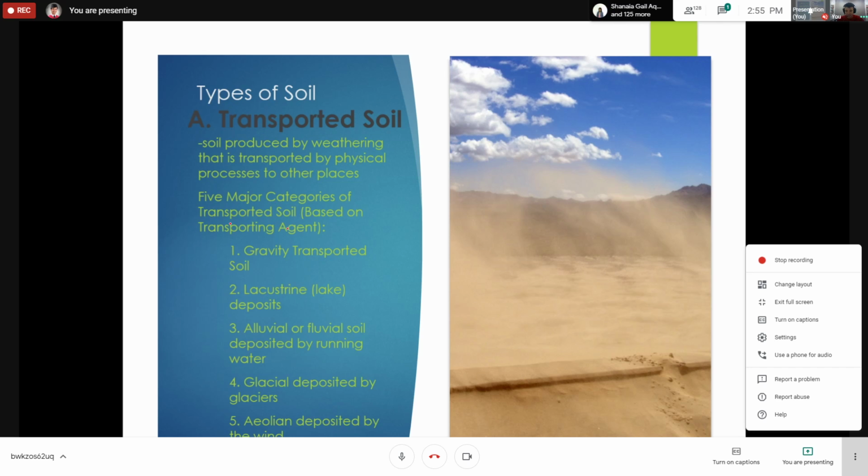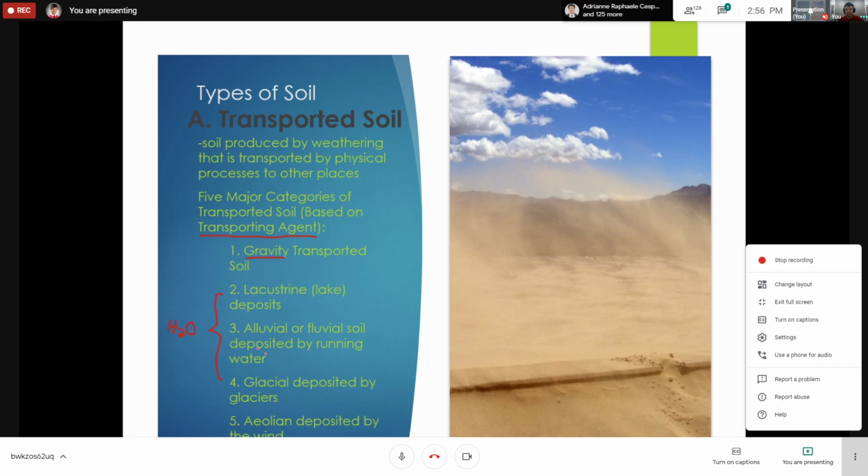So if you can see, the transporting agent for the first one is caused by gravity, right? Now, if you look at 2, 3, and 4, regardless of the differences in the body of water, as long as it is water, we can consider 2, 3, and 4 as having water as the transporting agent. Whether it's a large body of water like a lake, or running water like streams, or overflow, runoff water.